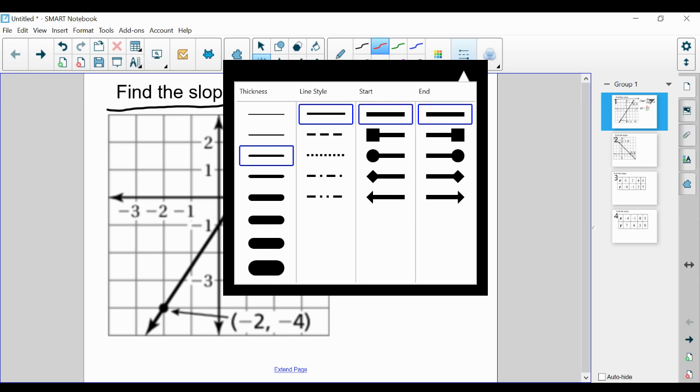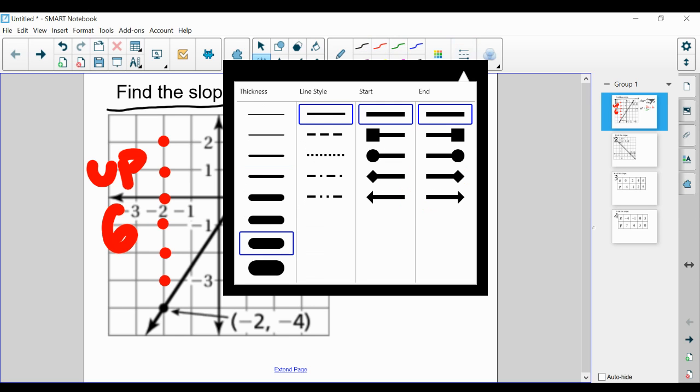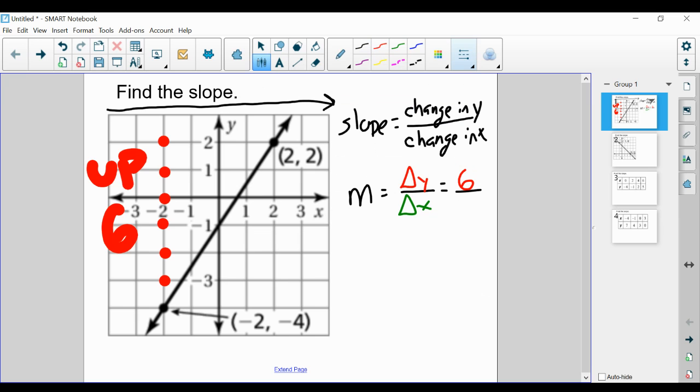So to do that, we have to see, okay, how much do we go up or down, and how many units do we go to the right? Well, if we start at -2, -4, we're going to go up 1, 2, 3, 4, 5, and 6. So we went up 6. So we would say the change in y is equal to 6. All right, so right now we're off the line. We want to get back onto the line. So we turn and we pivot.